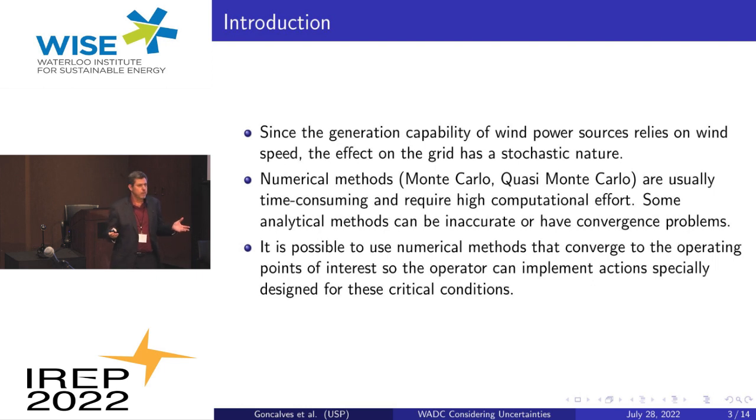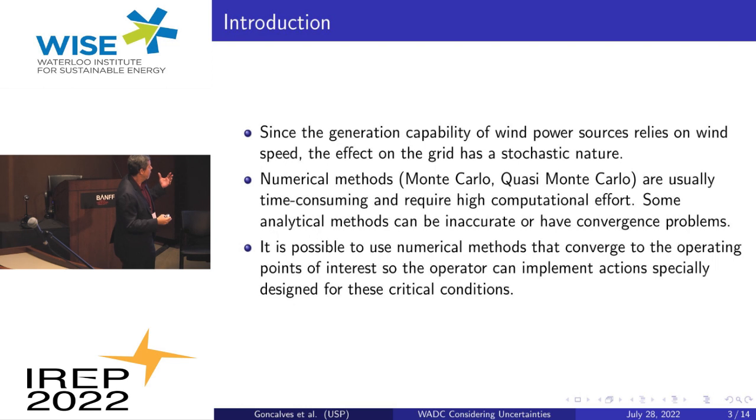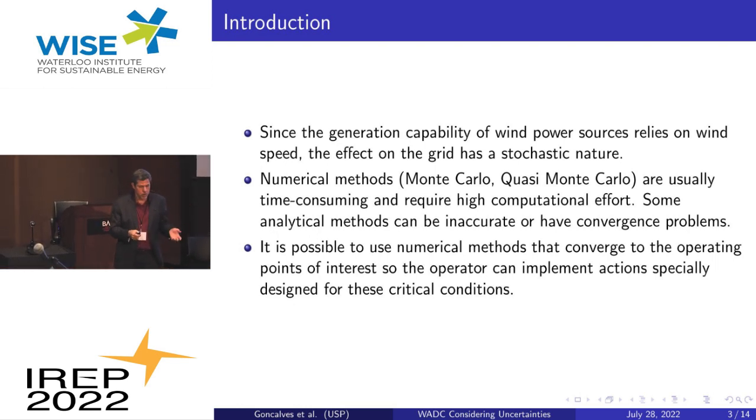We all know that wind power has a stochastic nature, and so it will affect the operating point, and we cannot predict in a deterministic way how the input of wind power plants will affect the operating point of a power system. For the purpose of controller design, we can use numerical methods to sample and get operating conditions that cover the whole range of possible operating conditions. But the problem is that they are usually very time consuming and require high computational efforts.